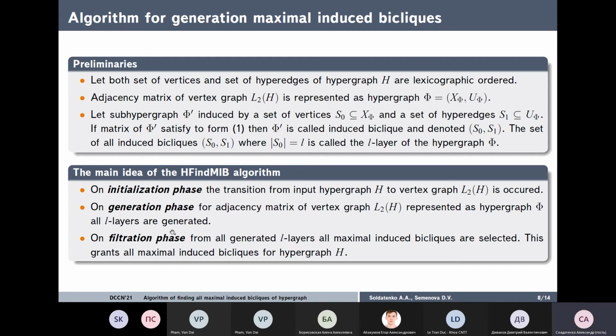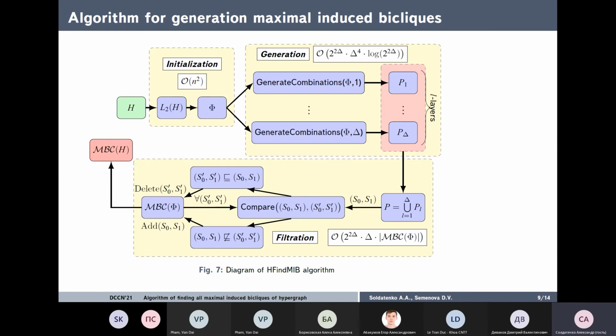Let's demonstrate this in the diagram. On the initialization phase, the transition from input graph H to vertex graph L sub 2 occurs. On the generation phase, for the adjacency matrix of the vertex graph represented as hypergraph phi, all L layers are generated. On the filtration phase, for all generated L layers, all maximum induced biclicks are selected. This gives all maximum induced biclicks for hypergraphs.